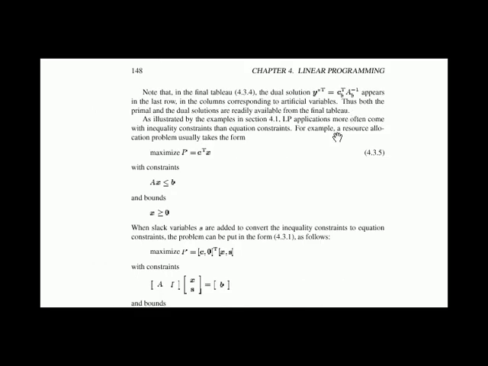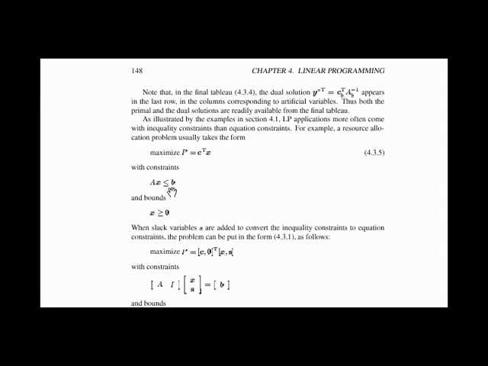Okay, now let's talk about the symmetric primal dual pair. If we have a resource allocation problem, you know we have less than or equal to constraints, not equality constraints, and we have to add slack variables before we can apply the simplex method. So let's look at our resource allocation problem where you have the less than or equal to constraints, and let's see what its dual is.